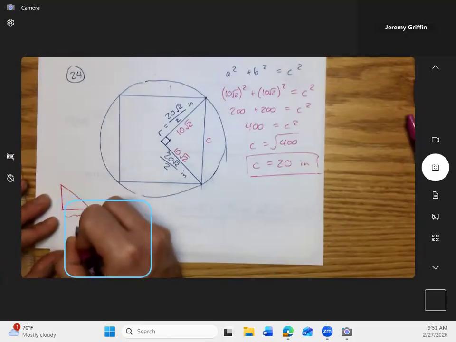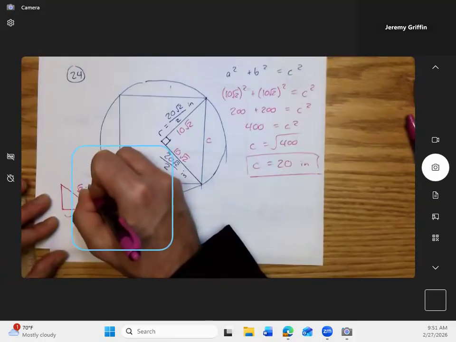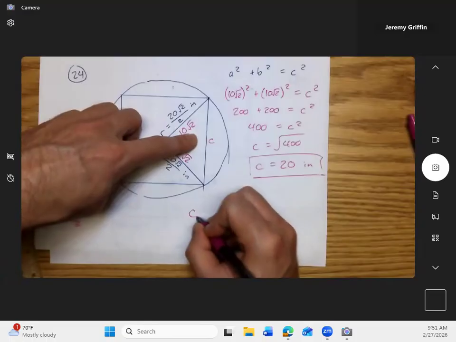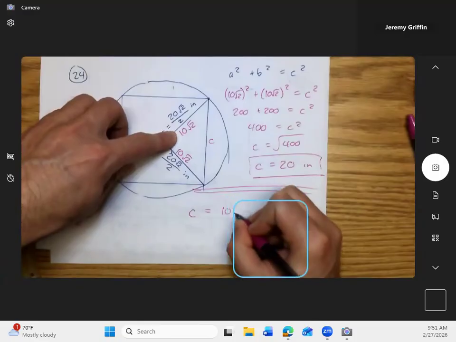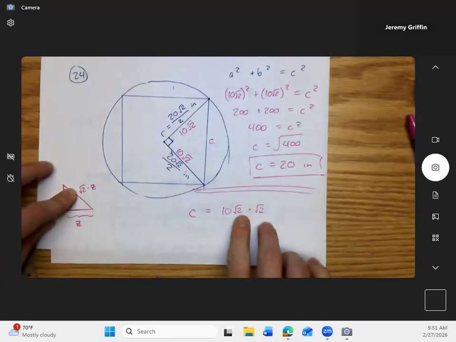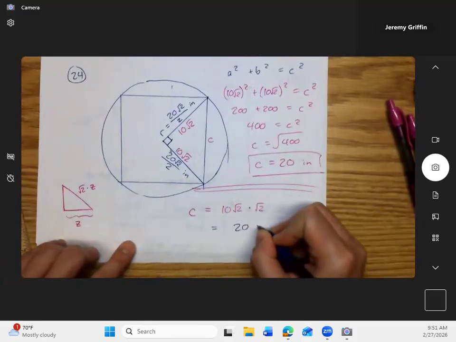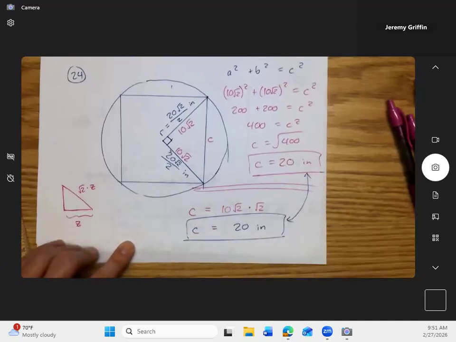If this is some side, I'll call it z, the hypotenuse is always the square root of 2 times that, root 2 z. Is that true? So another way you could also have found c is to take this 10 root 2 and multiply that by root 2. What's root 2 times root 2? 2 times 10 is 20. It's the same answer. Two different ways to get there, and they tell us the same thing. Little tricks. So the letter choice is A.